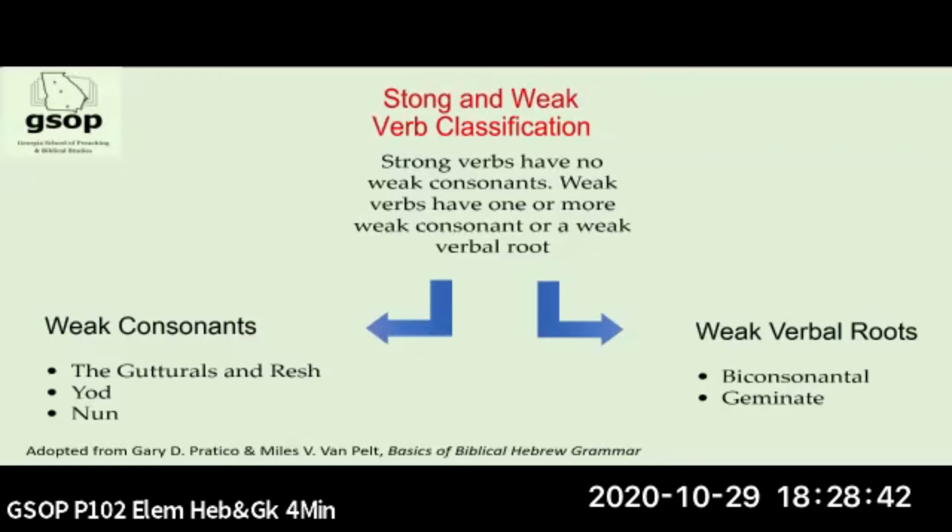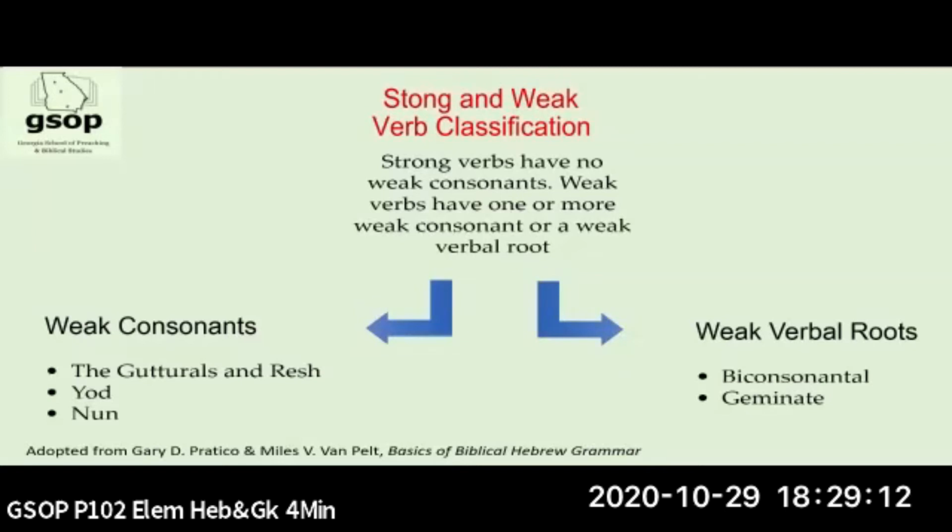So for example, the yod looks like a comma or just a little small line up top, and the nun is pronounced like an N. Those are called weak because historically they've had some changes to them. And anyway, I didn't look all that up, but you also have some weak verbal roots.